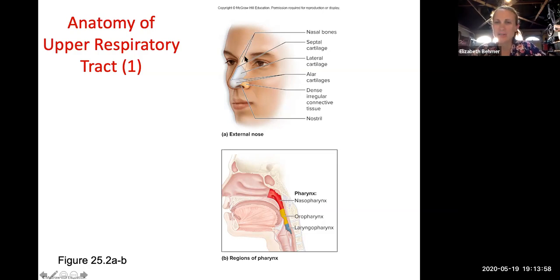Here's the cartilage. You can see your nasal bones, and then the septal cartilage that makes up the septum, and then the other cartilages that make up the nose itself.